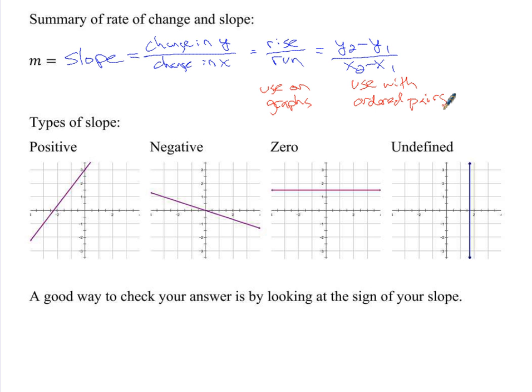When do we use change in y divided by change in x? Tables, that's right. Use with tables. Okay? So now you know how to calculate the slope given a table, given a graph, or just given ordered pairs. You can find the slope. We have several types of slopes, and I kind of hinted at this yesterday. There's positive slopes, there's negative slopes, there's zero slopes, and there's undefined slopes.